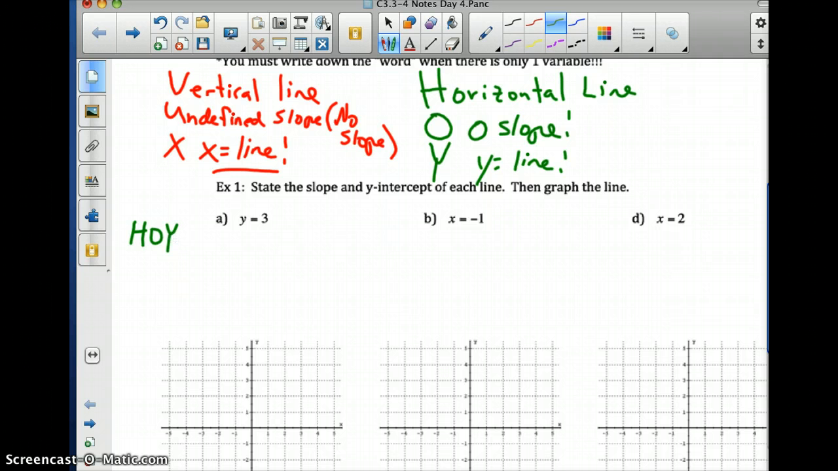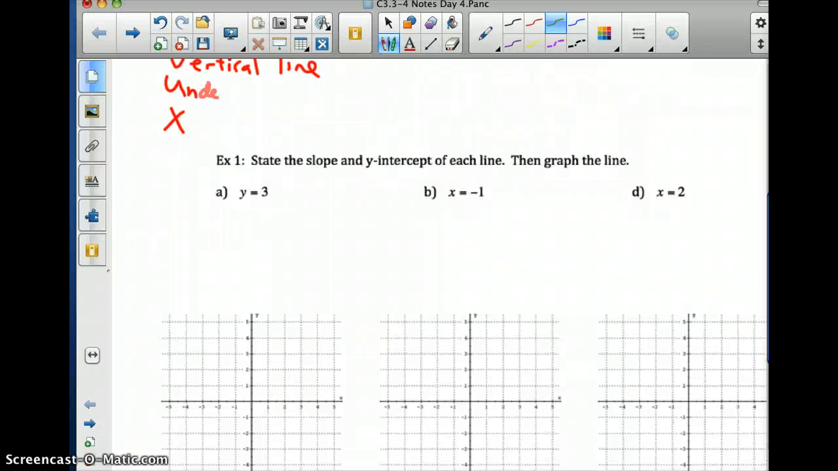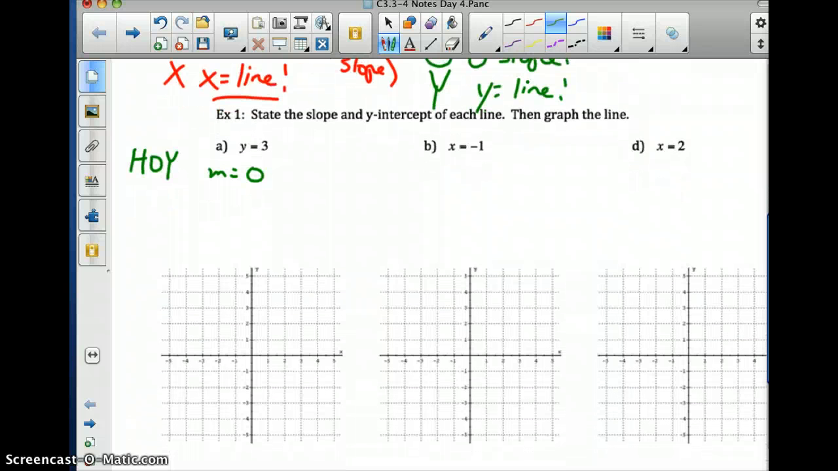Y equals 3. Connor, look at the letters of what Hoy stands for. Can you tell me the slope of this line? Zero slope. Guys, m equals 0. Now, before we even state the y-intercept, let's graph it. It's actually pretty simple to graph. Y equals 3. Connor, what kind of line is it? A Y line. But vertical or horizontal?